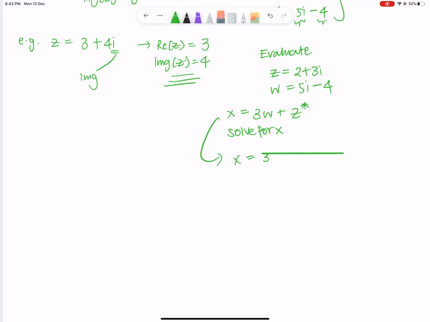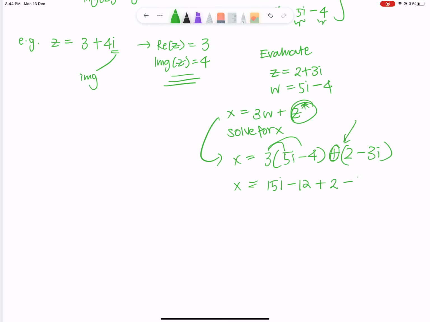Just like an equation, you want to put the 3 on the outside of the bracket, so it would be 3 times 5i minus 4. And we know the conjugate of z, you just flip the sign, so it's plus 2 minus 3i. Be really careful to put brackets over here, especially if this sign was a minus. You can continue expanding the brackets just by using the normal rainbow method. So x equals 15i minus 12 plus 2 minus 3i.